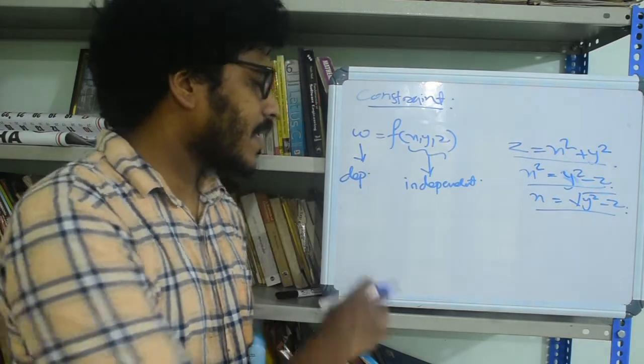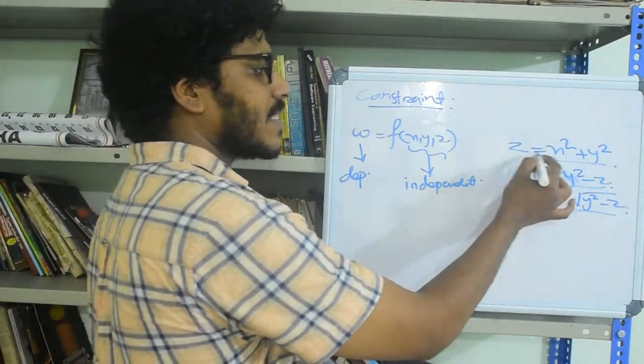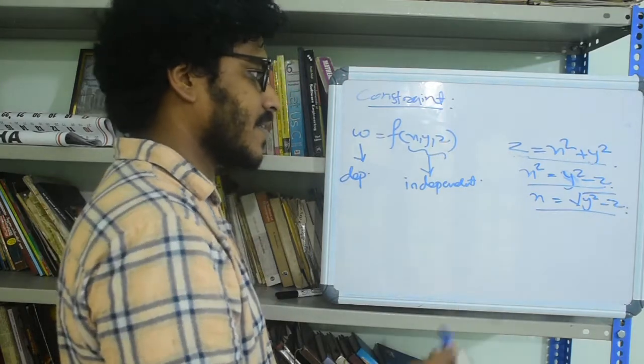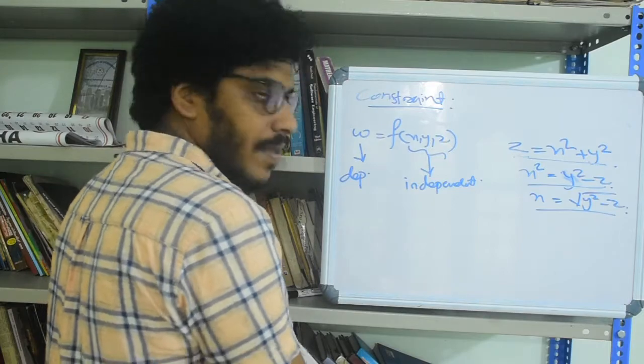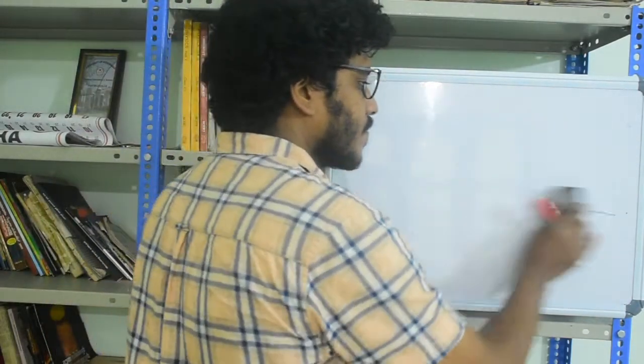Right, so this can be better explained using an example. Such an equation connecting x, y and z, other than this function, may sometimes be called a constraint. Right, so hope the things are clear so far. So let's move to an example where we can make things clear.